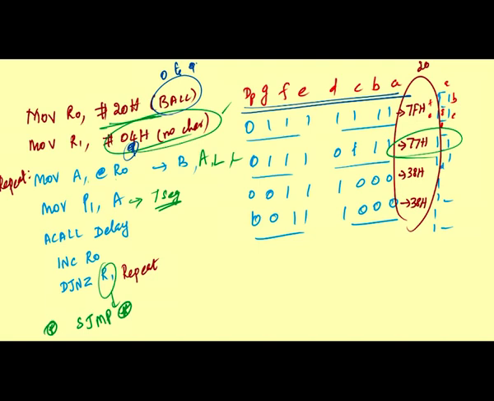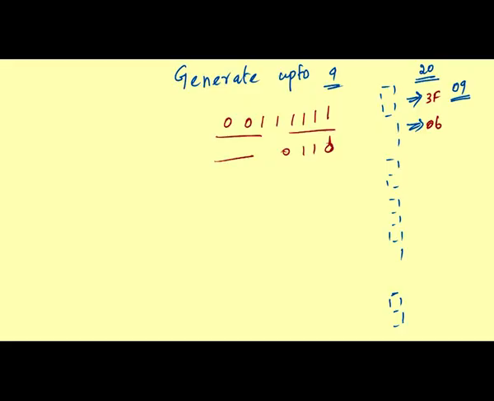Okay. So, first you initialize the memory as per your desired location, then the number of characters, okay. Then move the first character to the accumulator, then move it to the port, then call the delay, then repeat the same process. So, I hope you get a clear understanding of how to design or find the hex equivalent for your required character. Suppose I am asking you to generate the natural numbers up to 9. Okay.